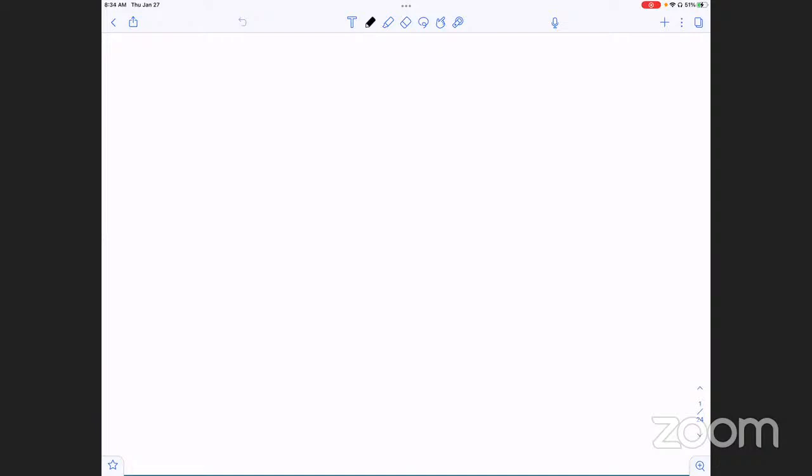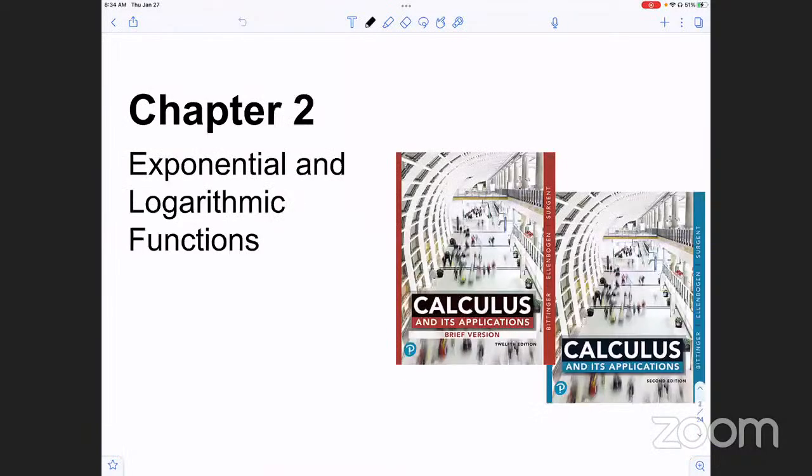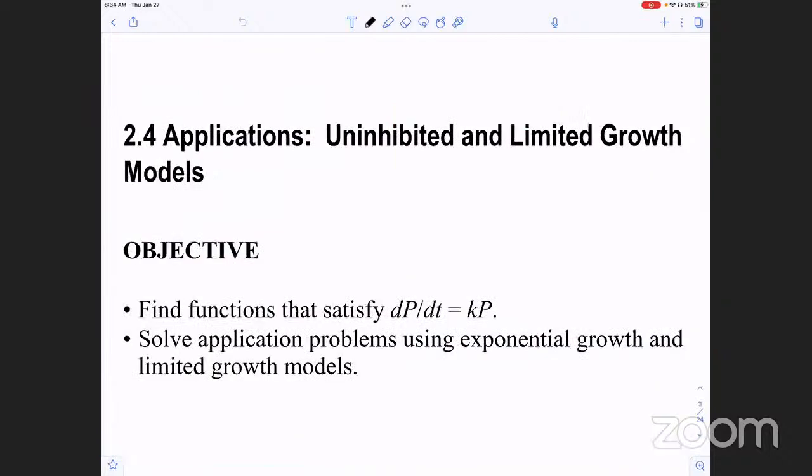Beautiful Mind here. We're continuing our discussion on chapter 2, exponential and logarithmic functions. And here we're going to be looking at section 2.4. We're going to look at some applications of log functions, right? Uninhibited and limited growth models.